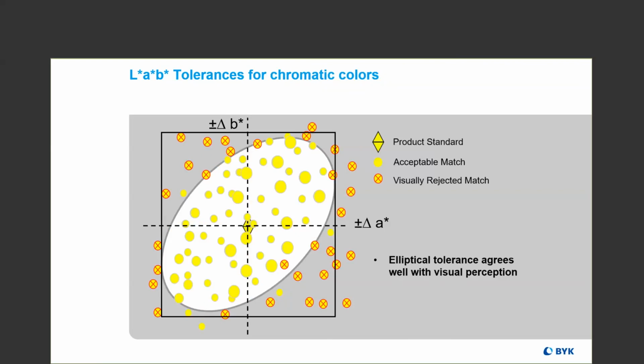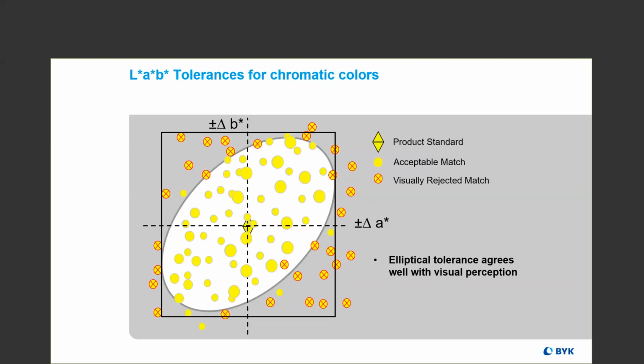And so now we're instrumentally accepting all of our visually acceptable matches, but now we're also going to be accepting a lot of those samples that don't look very good compared to the standard. So you're going to be shipping product that doesn't look very good, which of course we don't want. So how do we fix this?